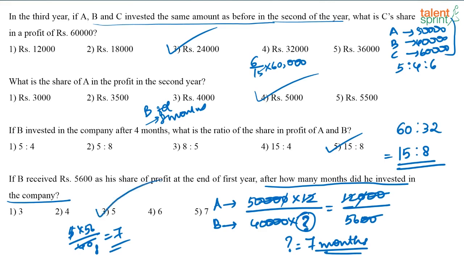So, what should your answer be? Your answer should be option 3, 5. You cannot say 7 as your answer. 7 is the number of months for which he invested. The question is, after how many months did he invest in the company? So, after 5 months he has invested in the company. Is it clear? So, the correct answer here will be option 3, 5 months.